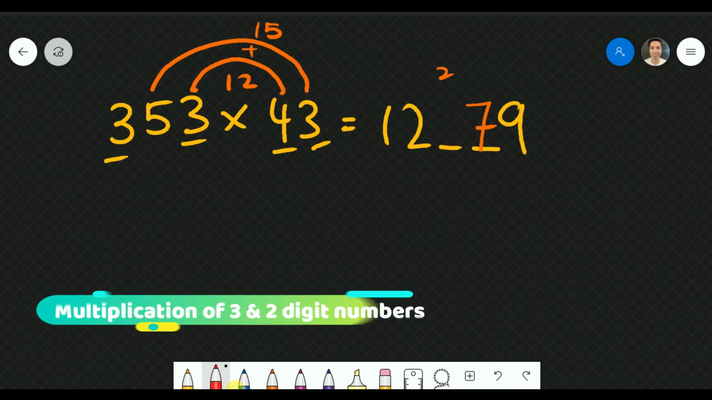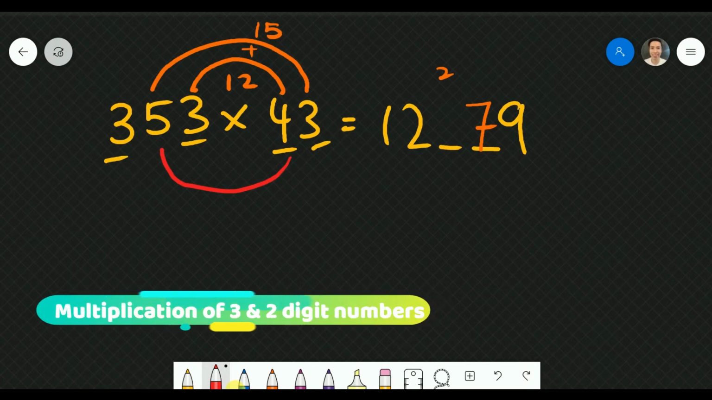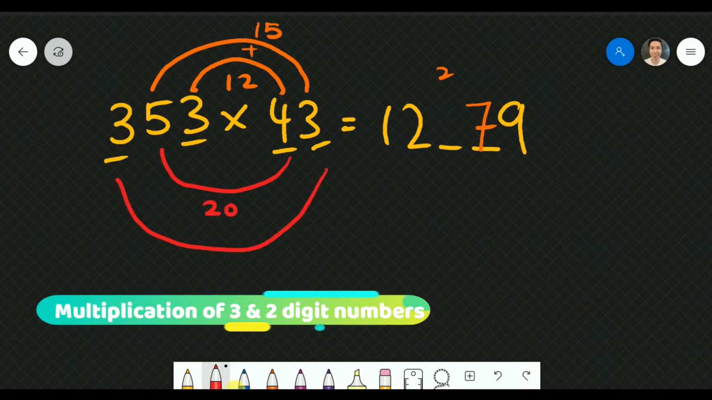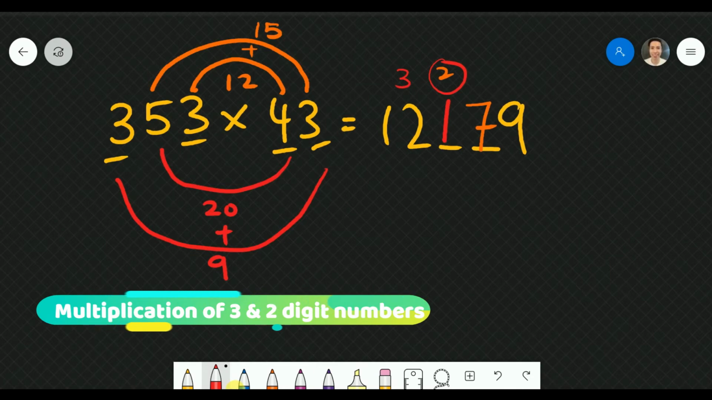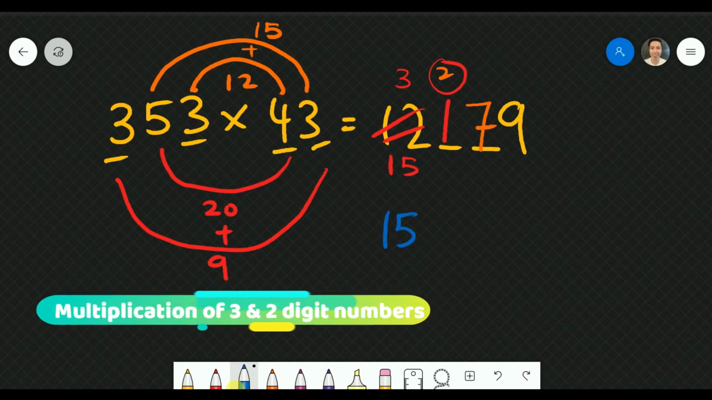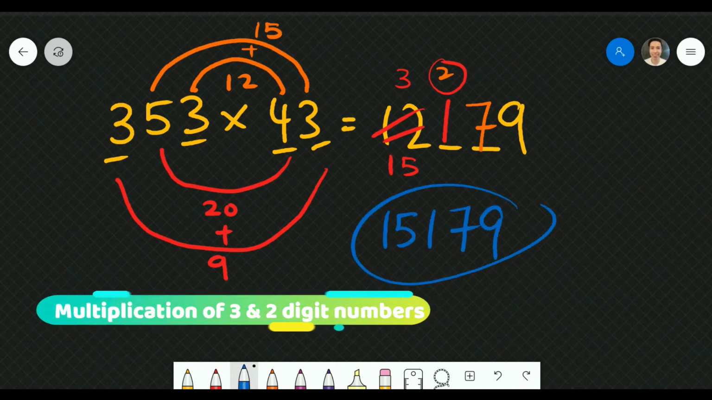Then the bottom part here, we start from 4 here again, but now we need to move to 5. So 4 times 5 will give you 20, and then 3 times 3 will give you 9, right? You add these two together. 20 plus 9 is 29, right? 29, don't forget the plus 2 here. So 29 plus 2 will give you 31, right? Then you put 3 here. So your last step, you take 3 plus 12, it will give you 15, right? So your final answer will be 15,179, alright?